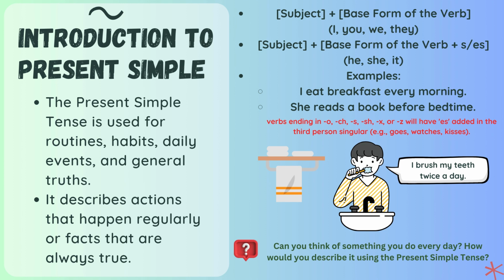When the subject pronoun is I, you, we, or they, we use the base form of the verb. For example, I eat breakfast every morning. When the subject pronoun is he, she, or it, we use the base form of the verb plus s or es. For example, she reads a book before bedtime.